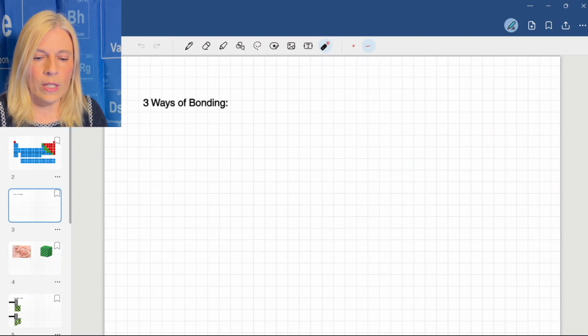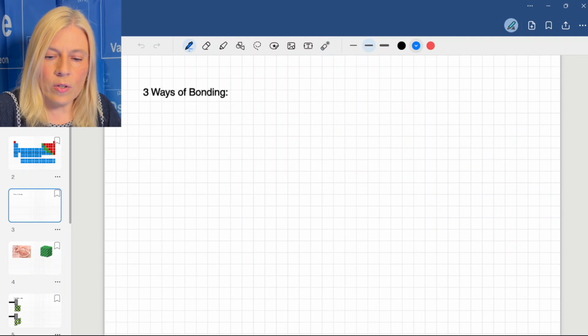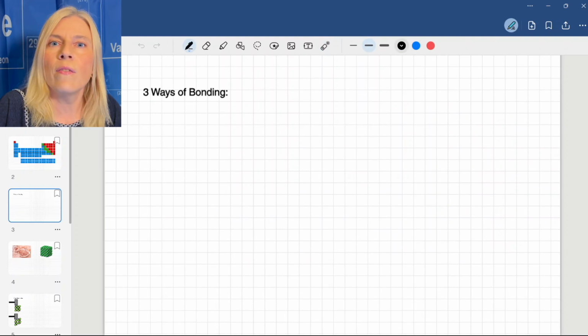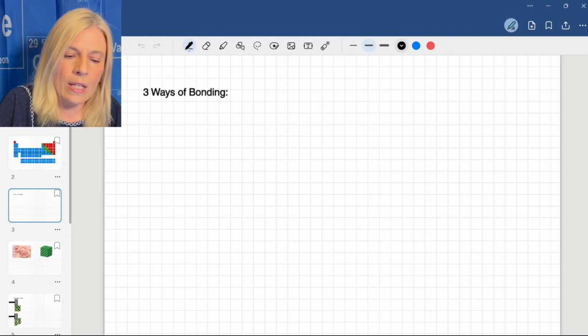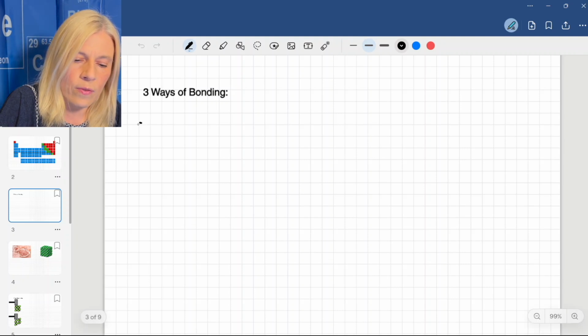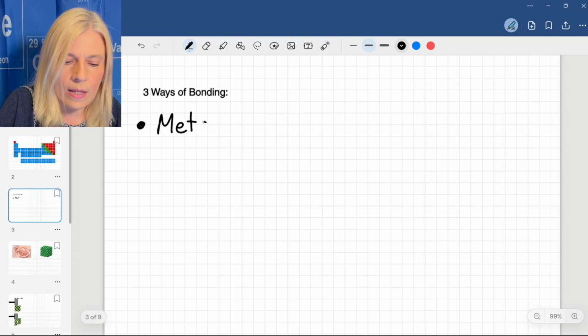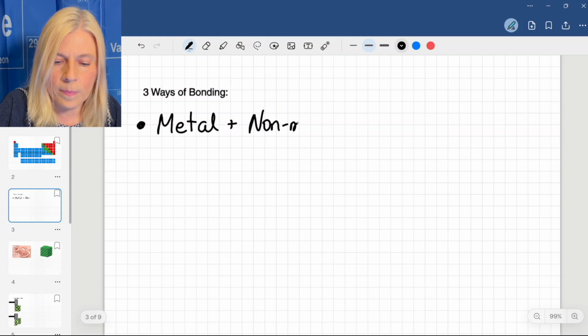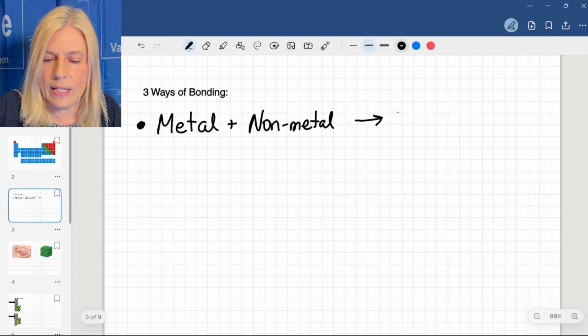So let's write our notes. There are 3 different bondings, remember? First, we can have blue and red. The first possibility is we can have a metal plus a non-metal bond. And that kind of bonding is ionic.